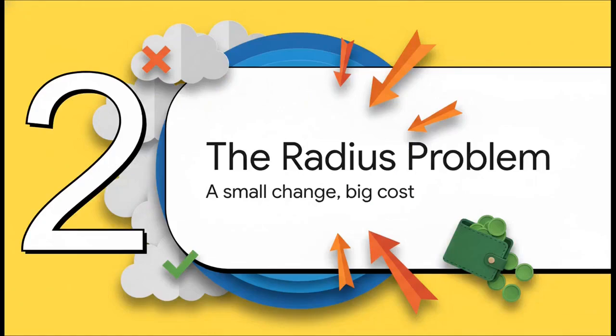All right, let's move on to the second common mistake. And this one is so deceptively simple. It's all about how we use that little radius targeting tool to define our service area and how a small, seemingly logical change can have huge unintended consequences for your ad budget.